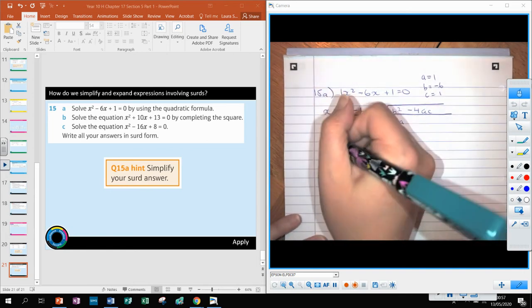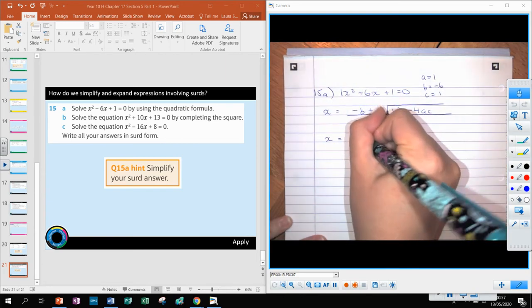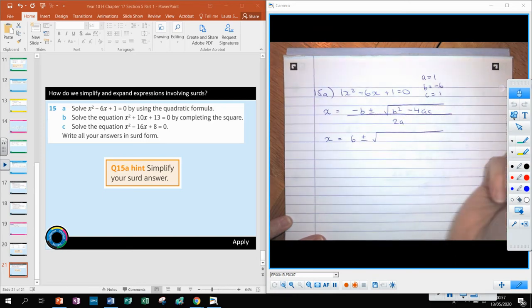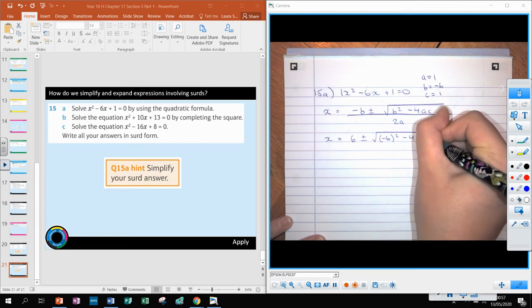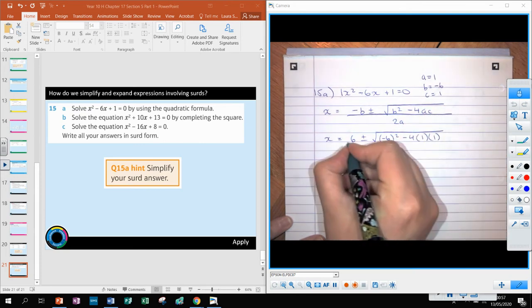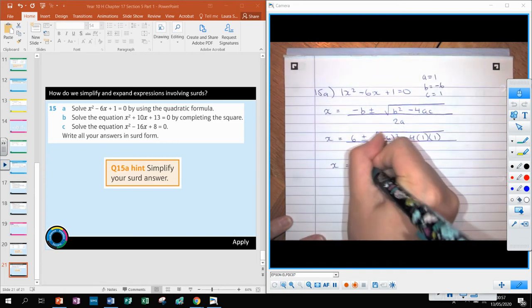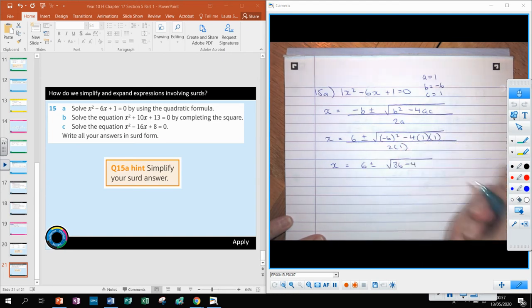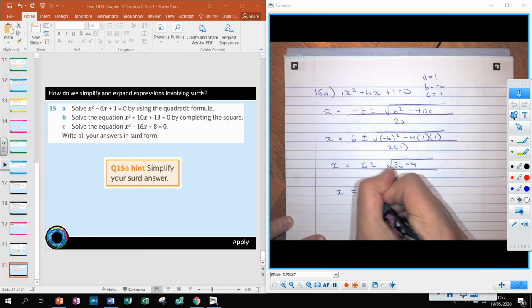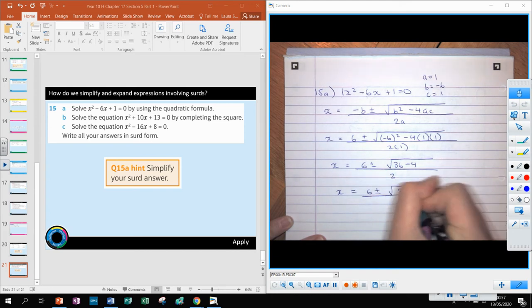So now we can put them in. x is going to be equal to negative of negative 6, which is positive 6, plus or minus the square root of negative 6 squared minus 4 times 1 times 1, all over 2 times 1. So x will be 6 plus or minus the square root of 36 minus 4, all over 2. That's going to be x is equal to 6 plus or minus the square root of 32 over 2.